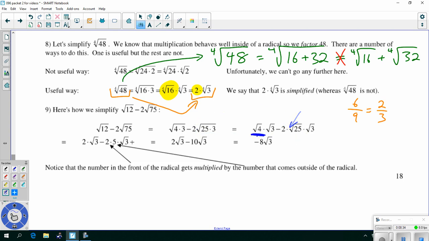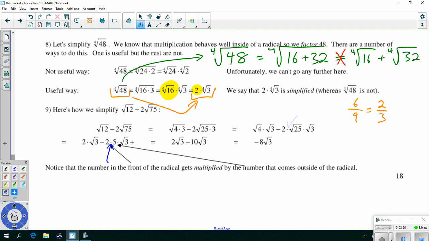Square root of 4 is just plain 2, so there is a just plain 2. Nothing to do with the square root of 3 besides copy it down. Square root of 25 is 5 right there. And this is the most important point, is that multiplication is still sitting here. Lots of arrows over there. It is 2 times 5. It is not 2 plus 5.